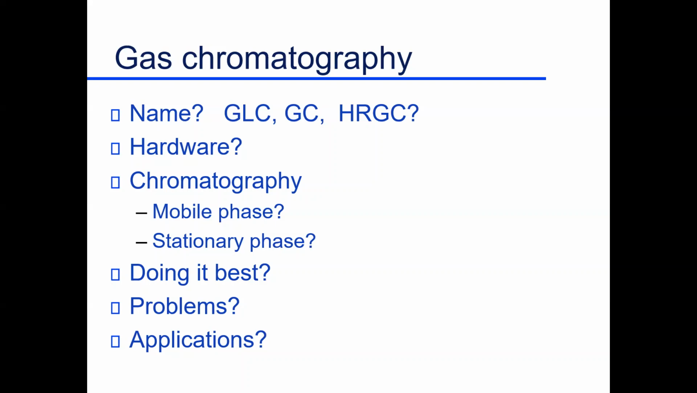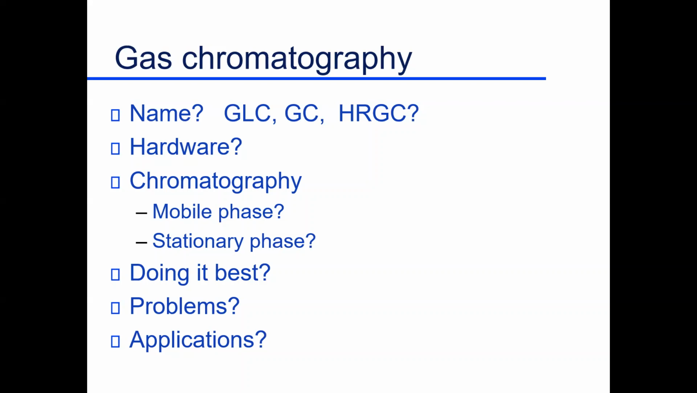In terms of what you call it, there are different names in different places. Typically we call it GC, gas chromatography, but some people talk about GLC, which would imply gas liquid chromatography. There's no liquid in this technique, so it seems like a misnomer. HRGC is a high resolution GC, but they're all high resolution GCs today. So anyway, we get by with just calling them the GC.